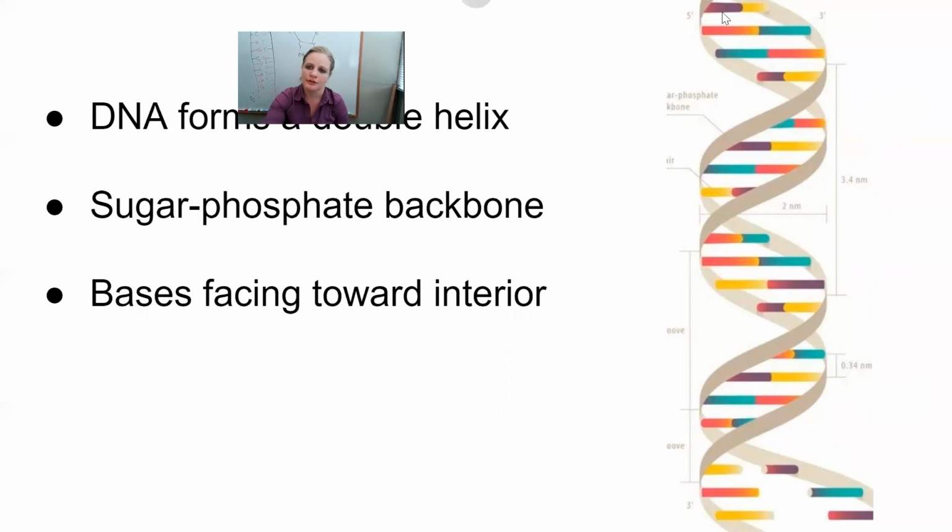But remember, the sugar phosphate backbones, that's kind of the up and down portions of our ladder, and then the rungs of the ladder that are going acrosswise are the bases. Twist that, and then you got a double helix. Okay.